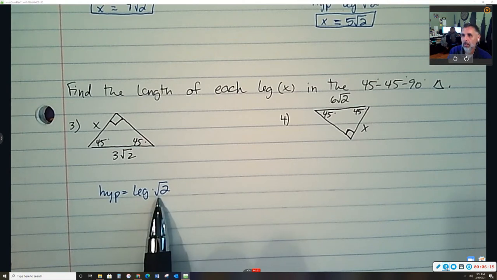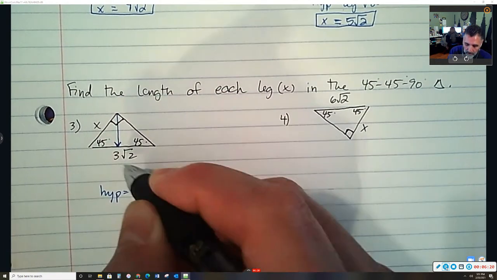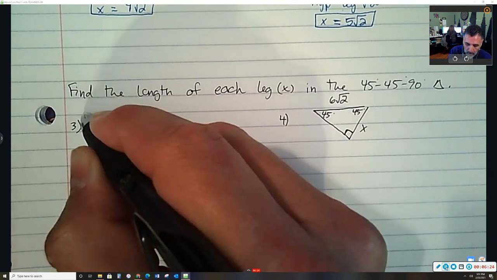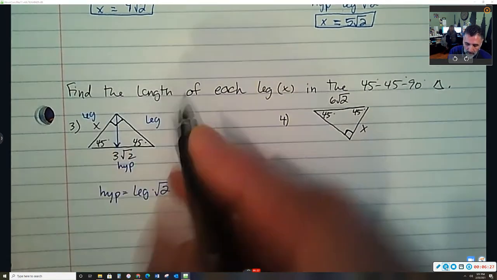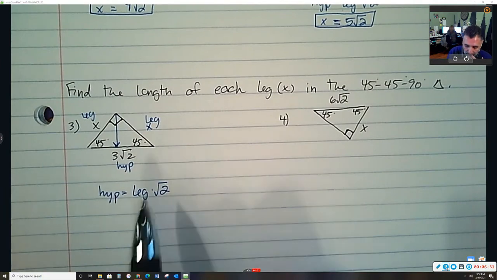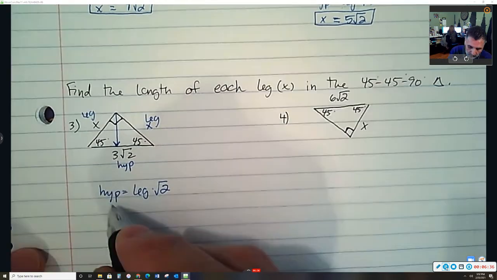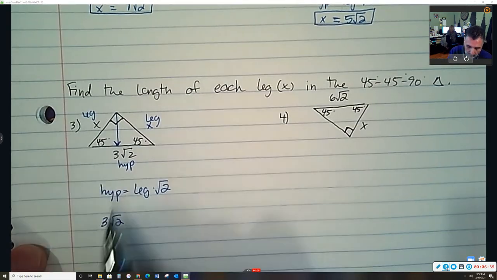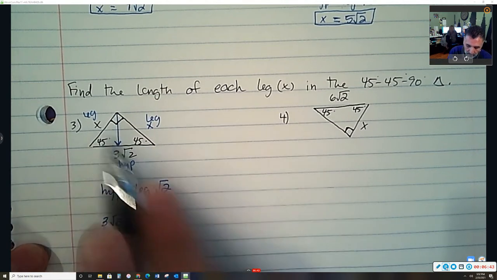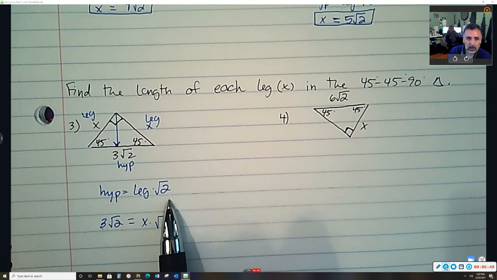Then I'm going to identify, hey, what's the leg and what's the hypotenuse? Remember, the hypotenuse is across the 90-degree angle, so I know that's the hypotenuse. So these two sides must be the legs. If this is x, this one also has to be x. Okay, so then I'm going to put this information into the equation. The hypotenuse is, I'm going to leave a little bit of space, 3 times the square root of 2 equals, the leg is x, that's what we're looking for, and then bring down the square root of 2.